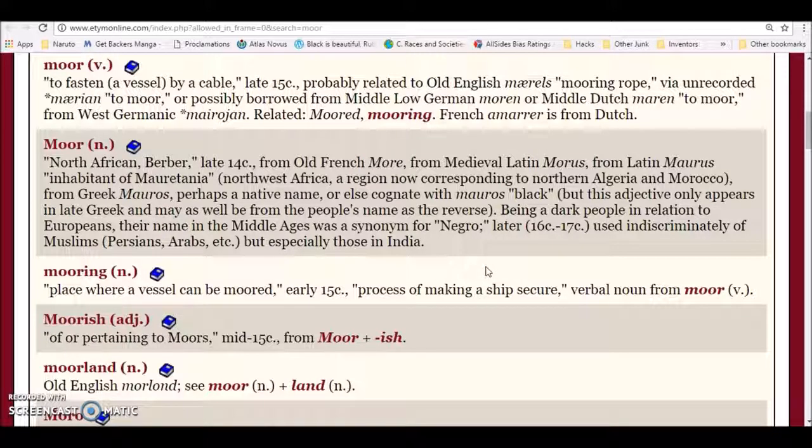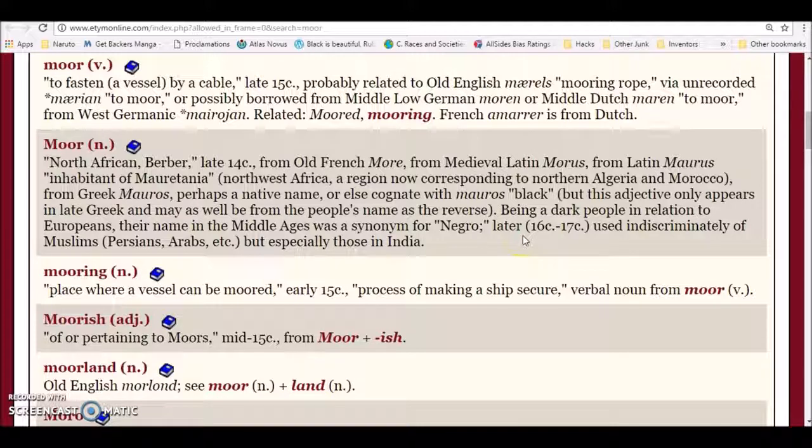So pretty much what you can gather from here is that a Moor was pretty much anyone who was Negro and anybody who was non-Christian, because not everybody was a Muslim, and I don't think there were that many Muslims in India at the time as well.